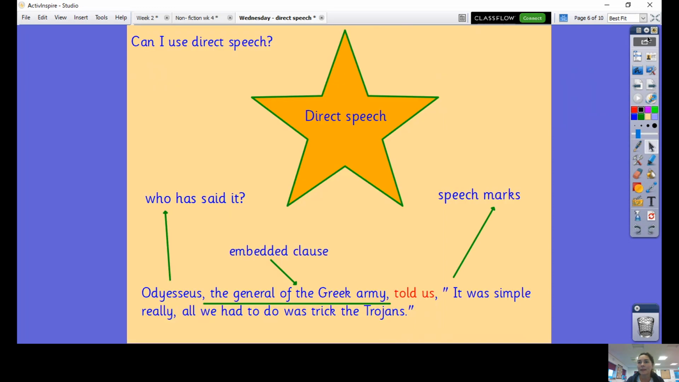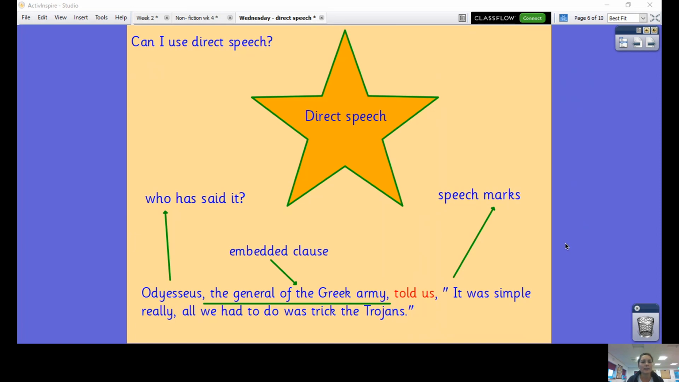Okay. So what does direct speech need to have? You've got to have who has said it, so their name or their occupation. You might want to include an embedded clause with a bit more information about that person. We obviously need to have speech marks, and it needs to be what they have actually said.